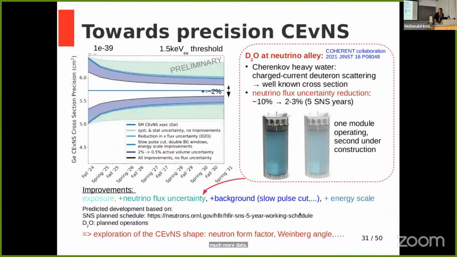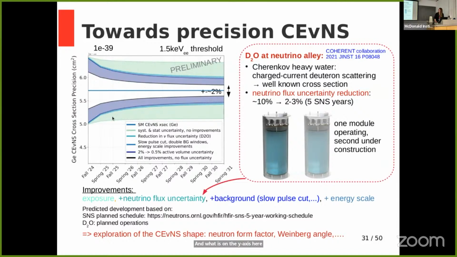That's a prediction of how things could go. So this is the evolution over time for the Spallation Neutron Source. There are tables on what they expect the future beam power to be, and this is convolved in this figure here. What is on the y-axis here is the expected cross-section.